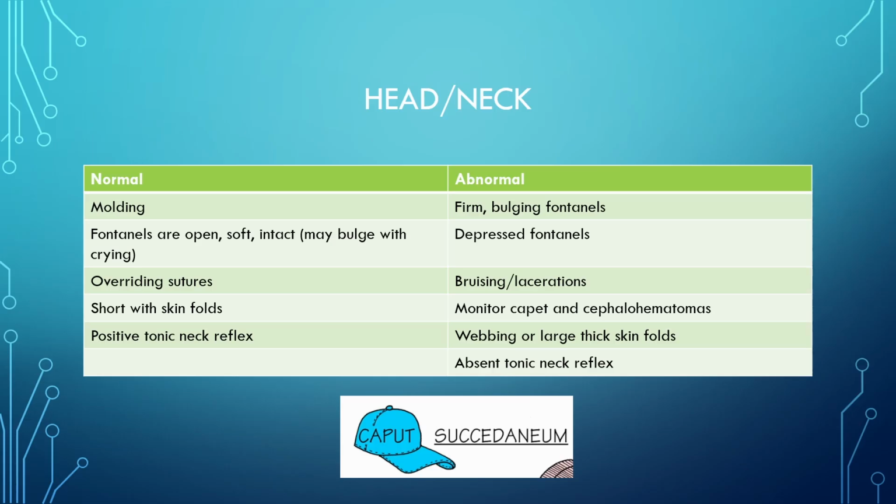Then with the neck, as we're working our way down in our assessment, normal findings are they have a short neck with skin folds. They would have a positive tonic neck reflex. Abnormal findings of the neck would include webbing or large, thick skin folds, and then an absent tonic neck reflex.